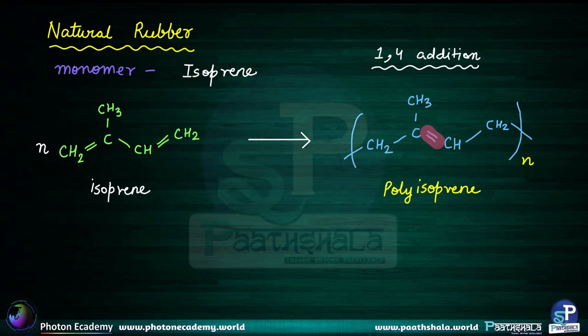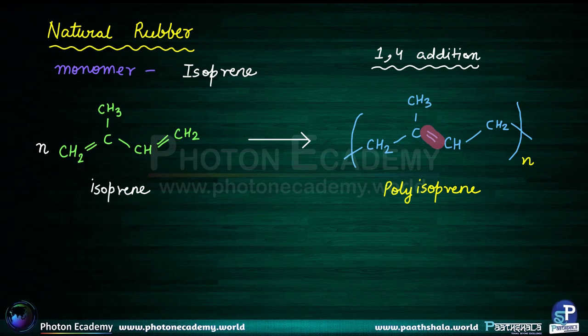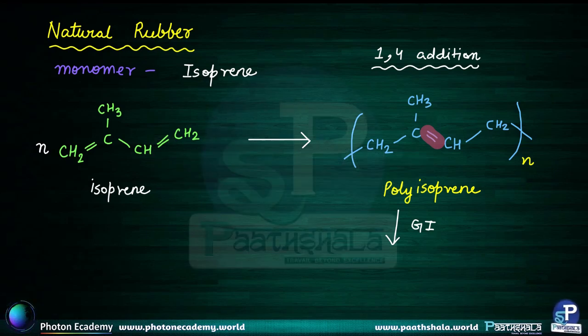When we look at our 1,2 addition, there the double bond was not lying in between. We said that there will be no geometric isomerism. But in this case, the double bond lies in between, and we can clearly say that this will show geometric isomerism. Geometric isomerism is shown in this particular polymer because the double bond is in between. Now, what is geometric isomerism? That is, the compound will show two forms, that is cis and trans.